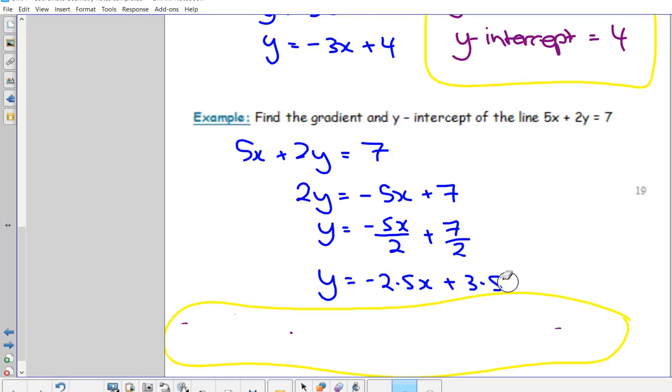Just so you're aware, there's two ways. Negative 5 over 2 is negative 2.5. 7 over 2 is 3.5. So what is the gradient? Remember, it's the coefficient of the x term.